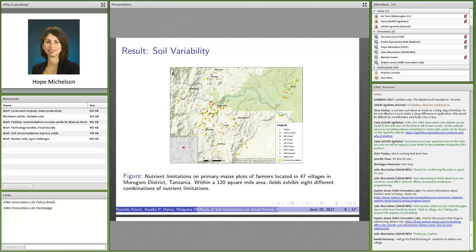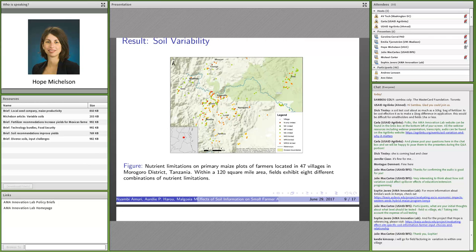So this is similar to the map that Amelia showed you with one difference. Each dot is a field. And in the lower right corner key, what we've got are the management recommendations according to specific combinations of nutrient deficiencies that came out of the soil testing. The top one is farmers that were only limited in nitrogen, and then farmers that were limited in nitrogen and potassium, and you can go down from there. As you get lower, those fields are deficient in more nutrients, right?